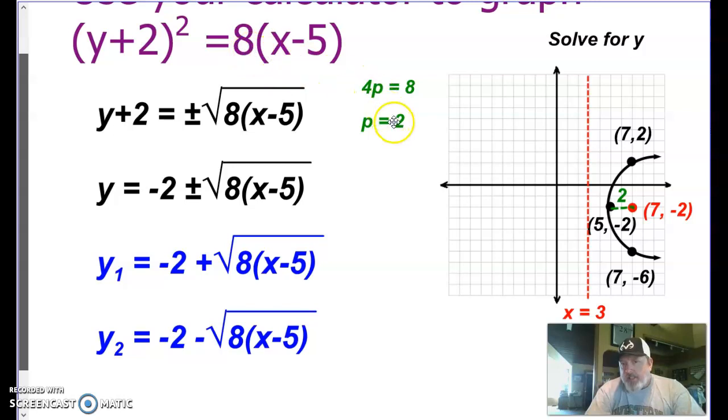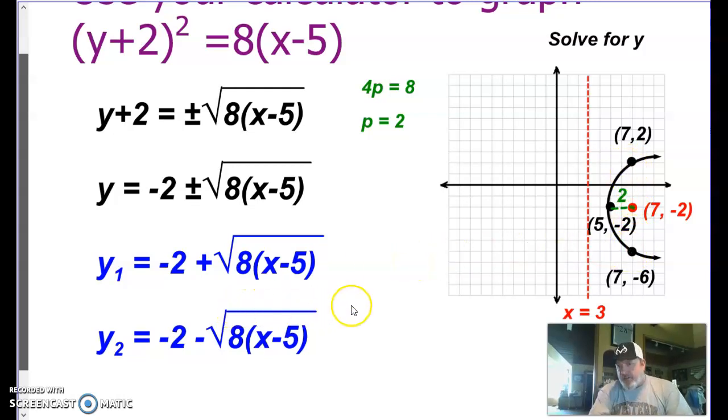I know that p is 2. So since this is positive, it's going to open to the right. So my focus is 2 units to the right at (7, -2). And my directrix is 2 units to the left at x equals 3. So as long as I got the vertex and the focus and I know which way it opens, we're in pretty good shape there. And if you remember the focal width, the line across the parabola through the focus, has a length of 4p. So from here to here is 2 times p, or 4. So 4 units up, 4 units down. So that's how I found those 2 points.